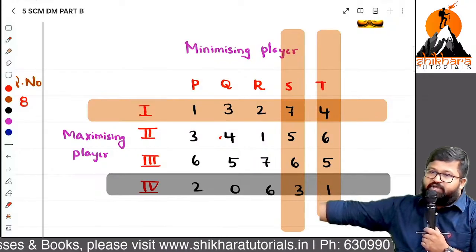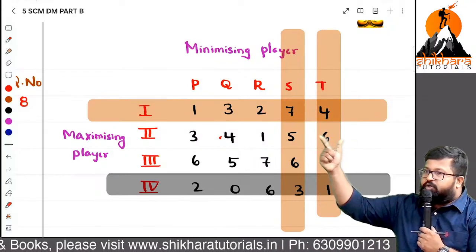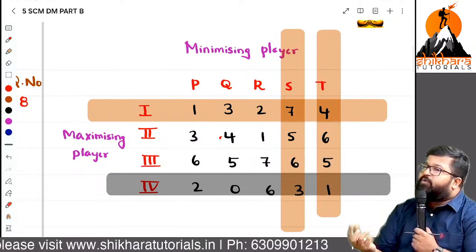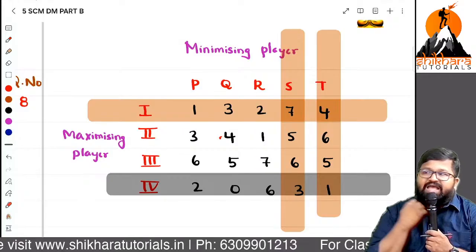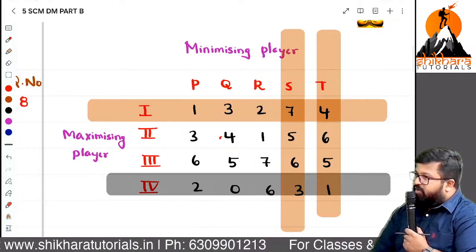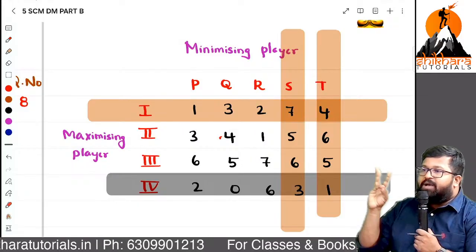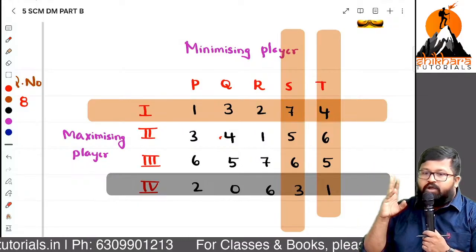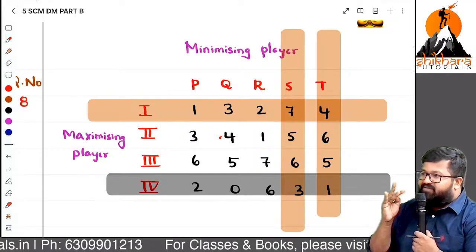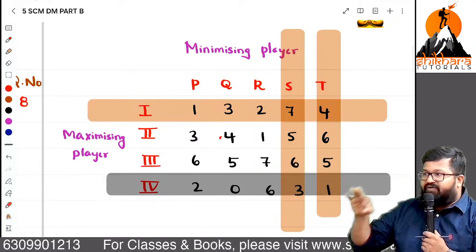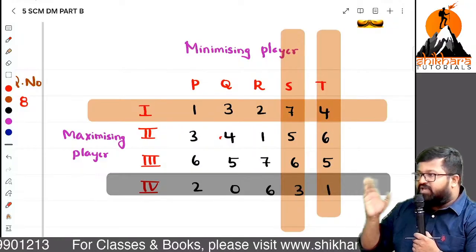Here what should we do? Rule 1 failed. Rule 2 also failed. Which rule? Rule 3 should be applied. Rule 3: average of defense. You are having 3 columns, P, Q, R. P is compared with the average of Q plus R, or Q compared with the average of P plus R, or R compared with the average of P plus Q. 3 averages are there. We can compare and we can write.